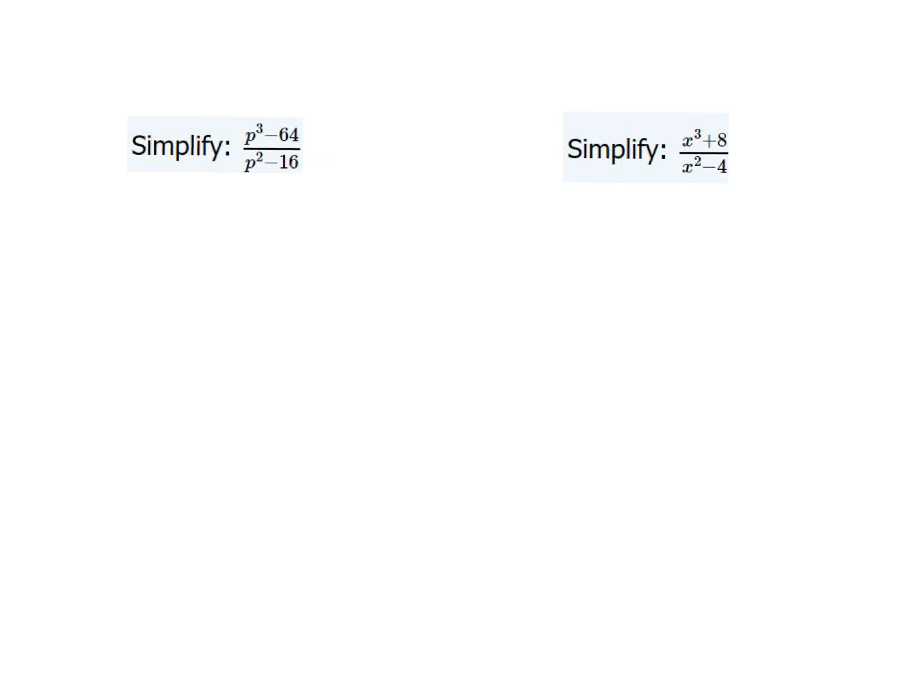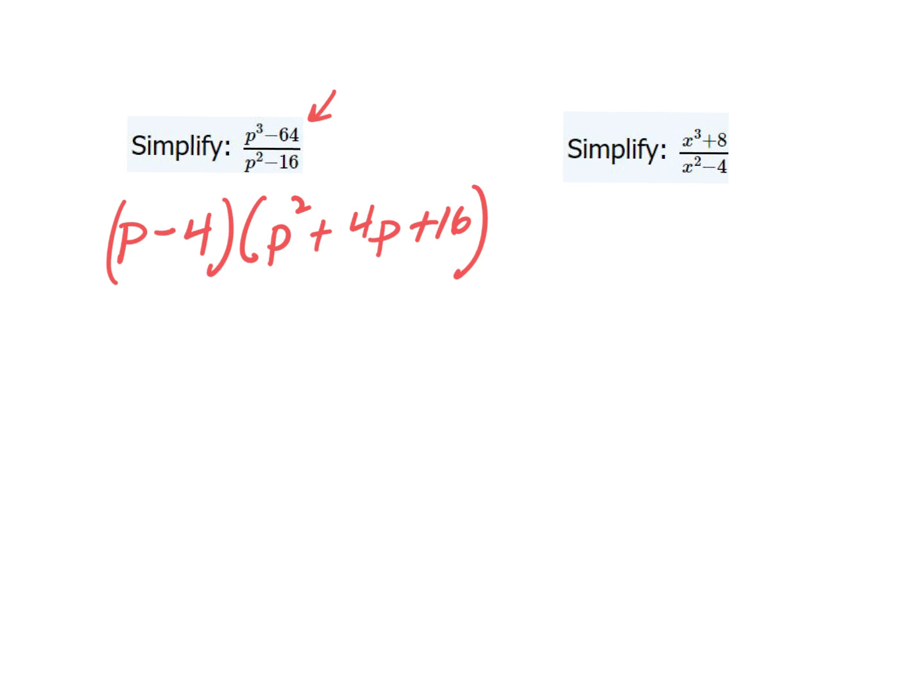All right, so if we look at the first problem here, I see that this is a cube that I'm going to need to factor. So I'm going to say that this is p minus 4, taking the cube root of each of those, and then that's going to be p squared plus 4p plus 16. And then in our denominator is going to be p plus 4 and p minus 4.